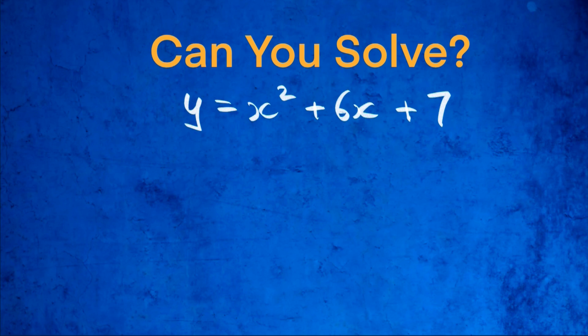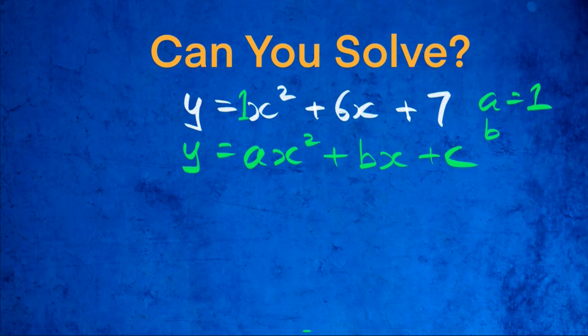The first step is to spot that this equation is a standard form of the quadratic equation, which is y equals ax squared plus bx plus c. Doing so will allow us to determine that a equals 1. Remember, there's a 1 in front of the x squared, and that b equals 6, and c is 7. So this is step 1.